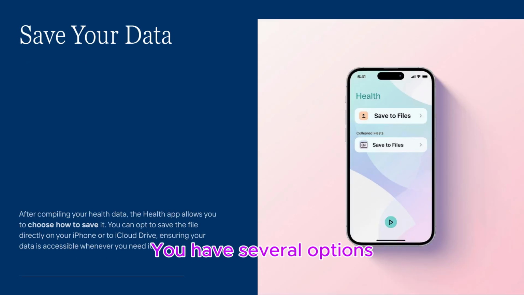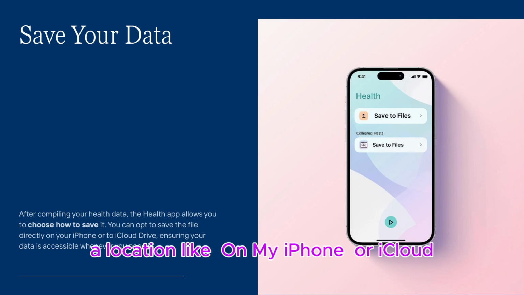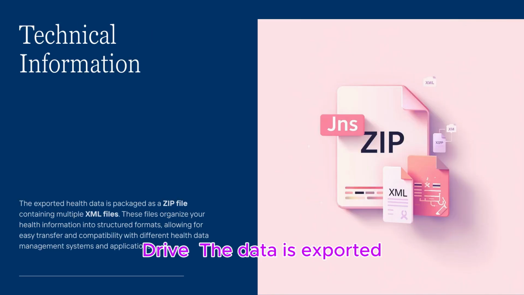You have several options. To save the file on your iPhone, select Save to Files. Choose a location like on My iPhone or iCloud Drive. The data is exported as a zip file containing XML files.